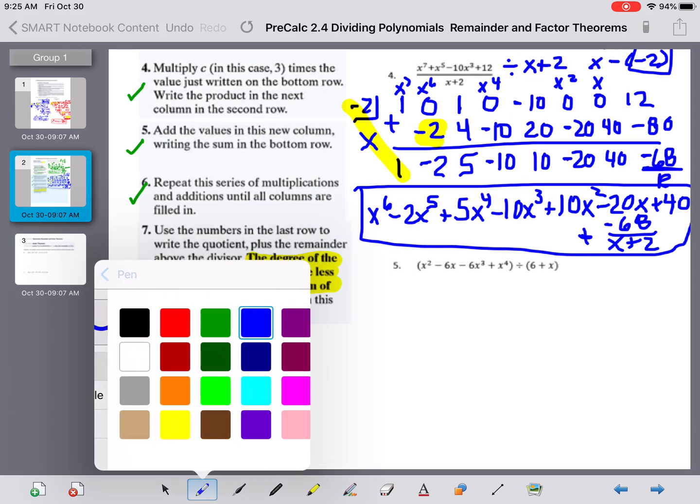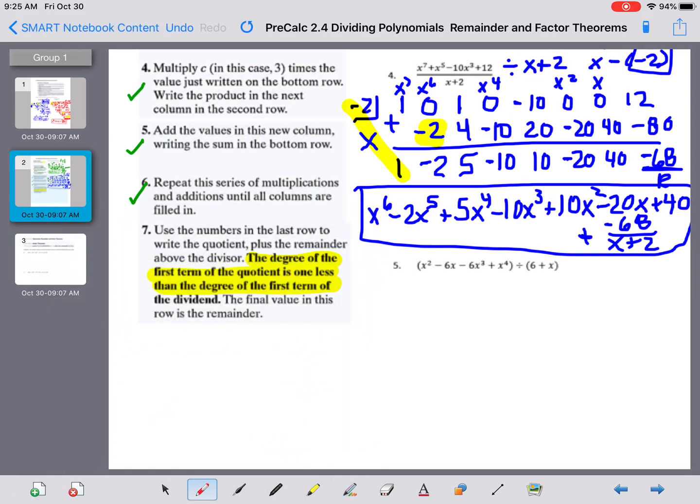All right, let's try one more example. And quick reminder here, this right here, we could rewrite this x plus 6, right? So that means my c is going to be the opposite sign of negative 6. So negative 6 is going in my corner.